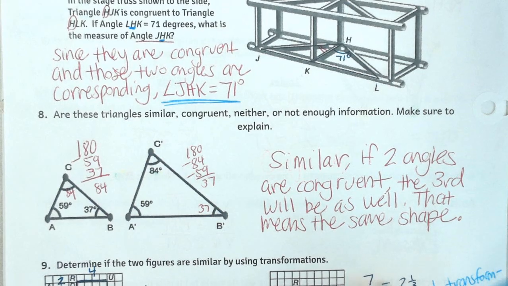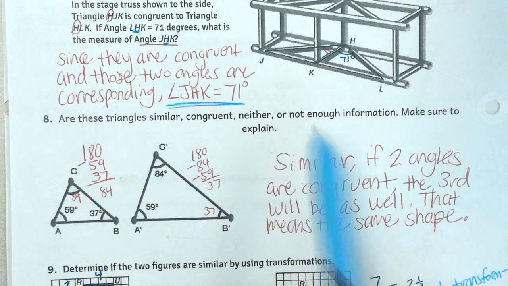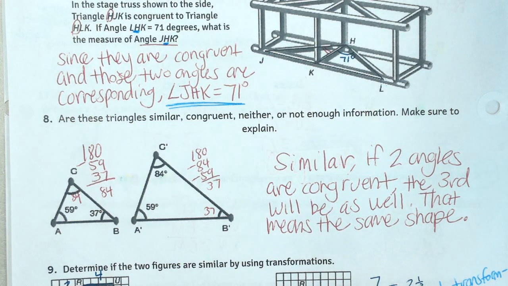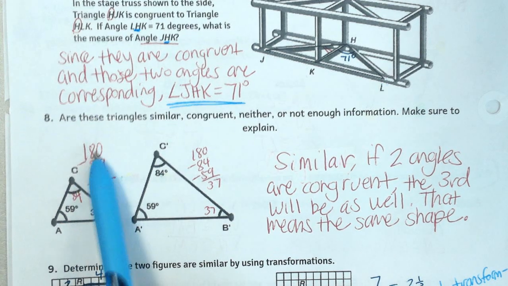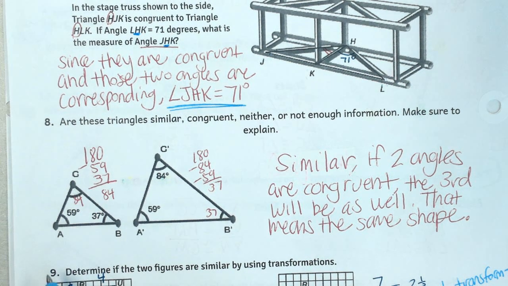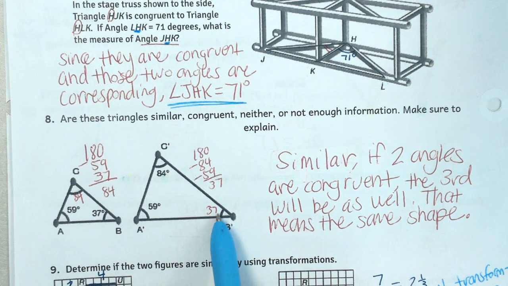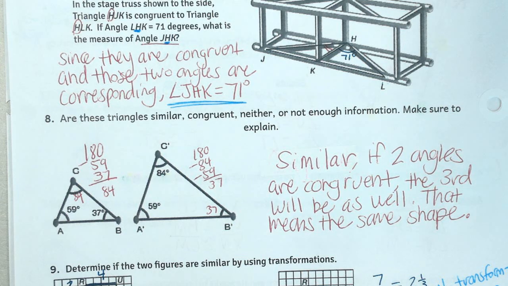Number 8. On this one, you had to say similar, congruent, or neither, or not enough information. You had to take 180 because every triangle's interior angle sum is 180 degrees. We learned that 2 chapters ago. So 180 minus the 2 angles I know gave me that missing angle was 84. On this one, 180 minus the 2 angles that I know gave me this angle was 37.